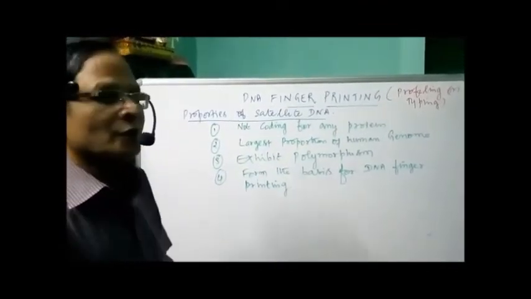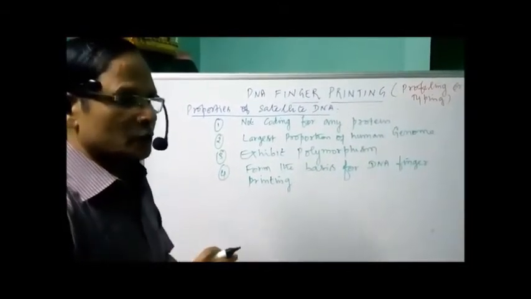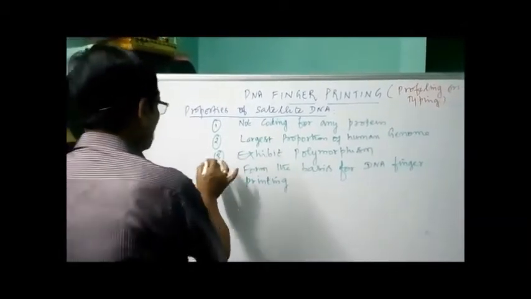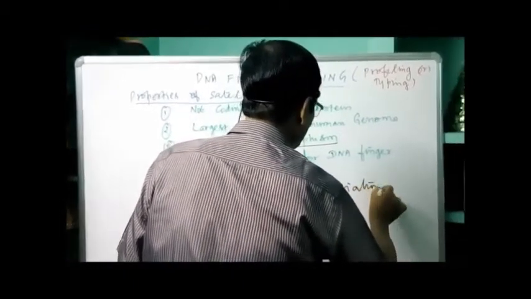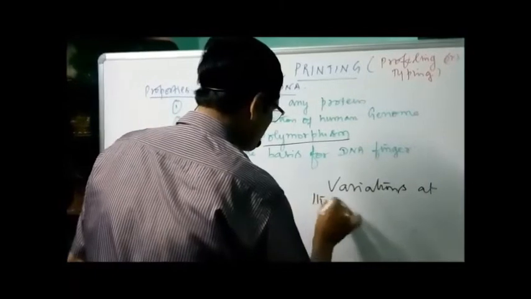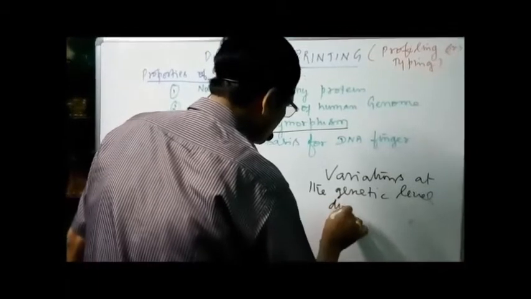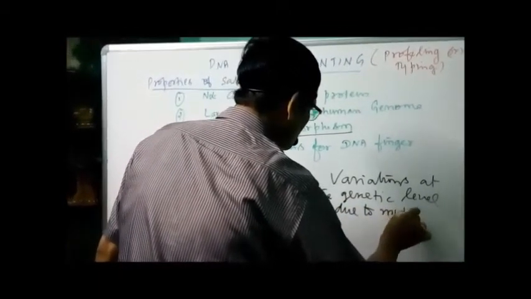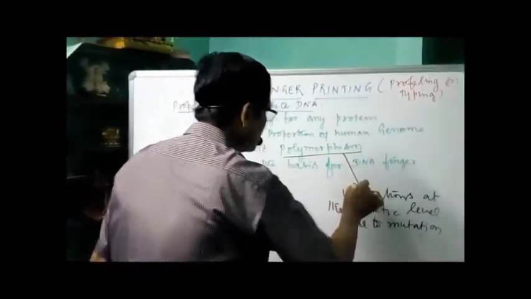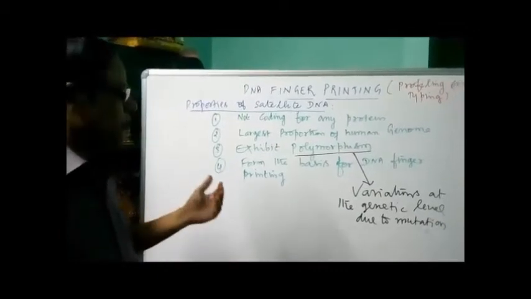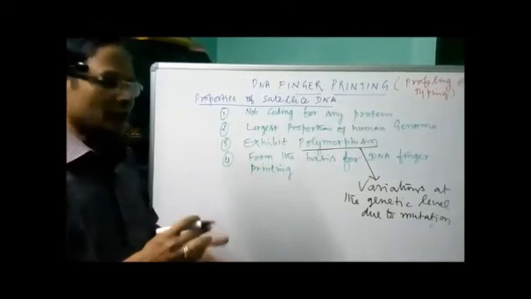They exhibit polymorphism. What is polymorphism? Variations at the genetic level due to mutation. This is what is known as polymorphism: variations at the genetic level. The main cause of such variations is mutation. So they exhibit polymorphism, of different types.